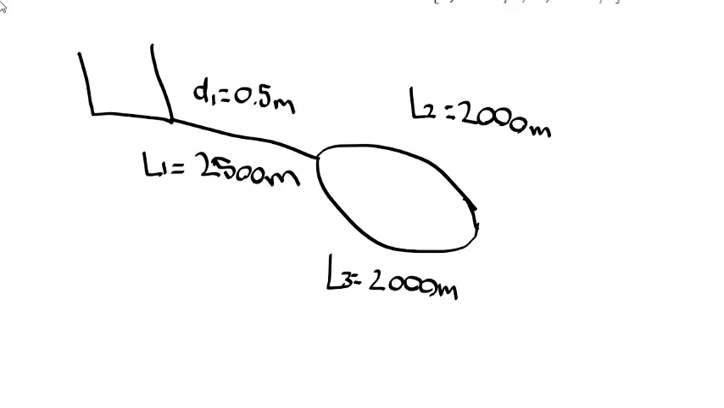And then the diameters, they tell us those are not the same. The first one, D2, will be 0.25 meters. It's just very hard to write. Okay, then D3, this one is 0.2 meters.